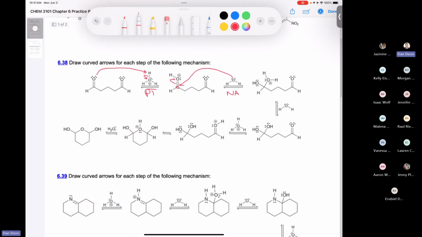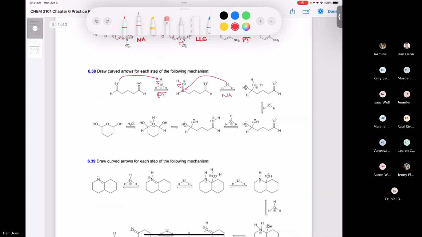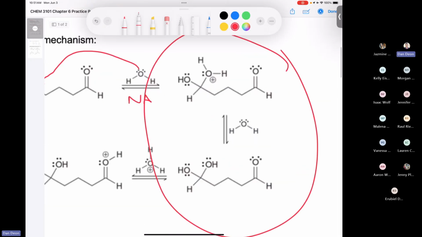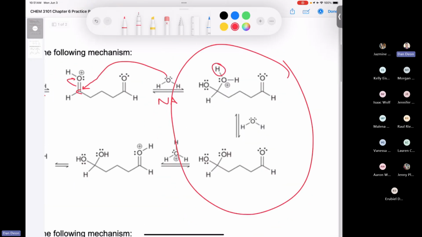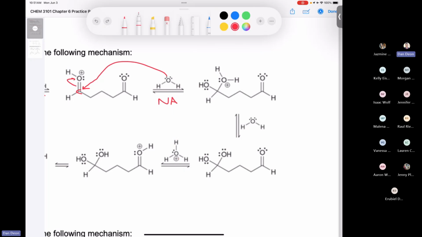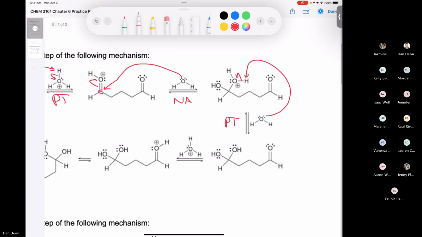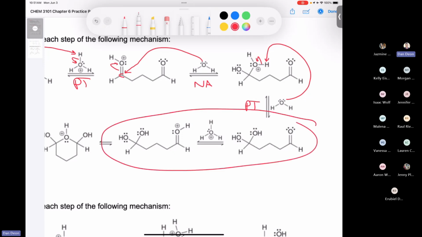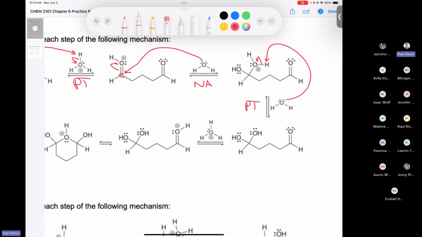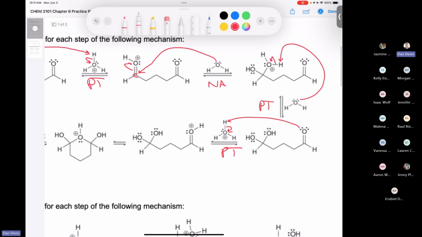Okay, the next one is going from here to here. So if we zoom in, you can see we end up removing this proton. And so that means that water is going to have to behave as a base in this case. And it's going to have to remove one of these protons and put the lone pair on here. So this would be a proton transfer. The next step is this one here. You can see that the oxygen of the carbonyl, meaning this one, takes on a proton. So that's pretty obviously a proton transfer. So we take a proton from our hydronium. So this is a proton transfer.